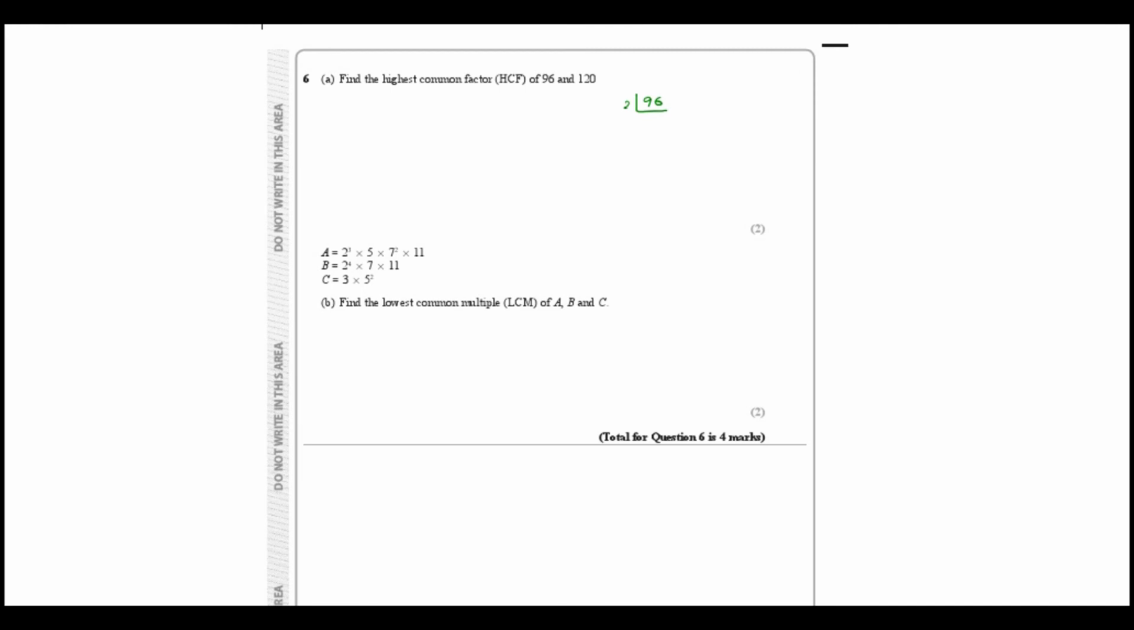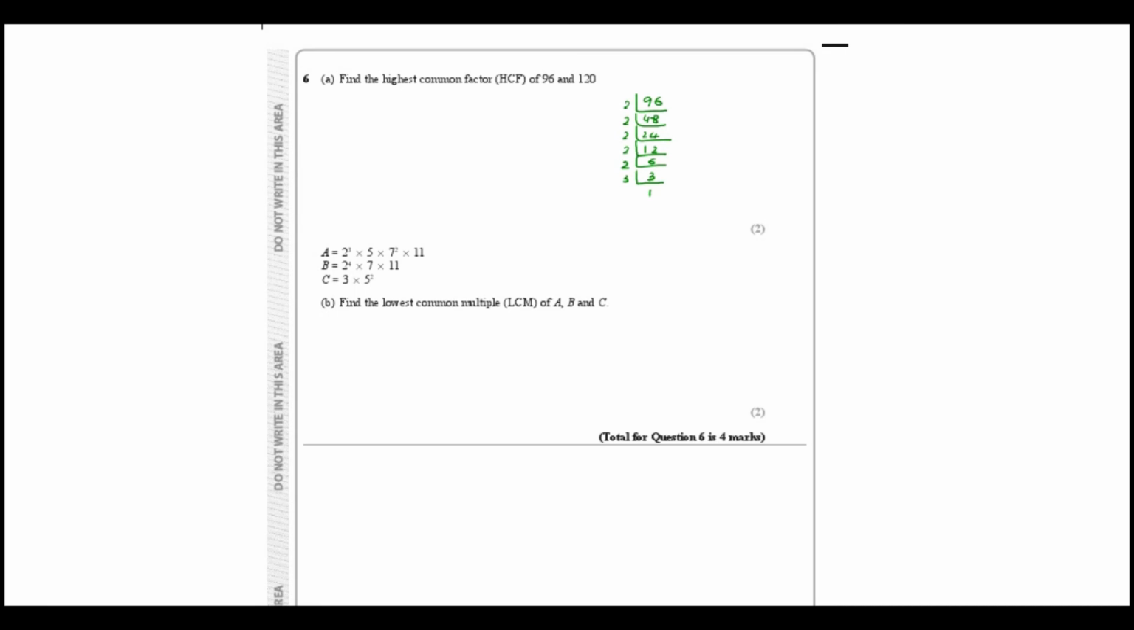96 divided by 2, that's 48. Again we can divide by 2, we'll end up getting 24. Again dividing by 2, I'll get 12. Dividing by 2 again, I'll get 6. Dividing by 2 again, that's going to give me 3. Now we can divide by prime number 3 and we end with 1.